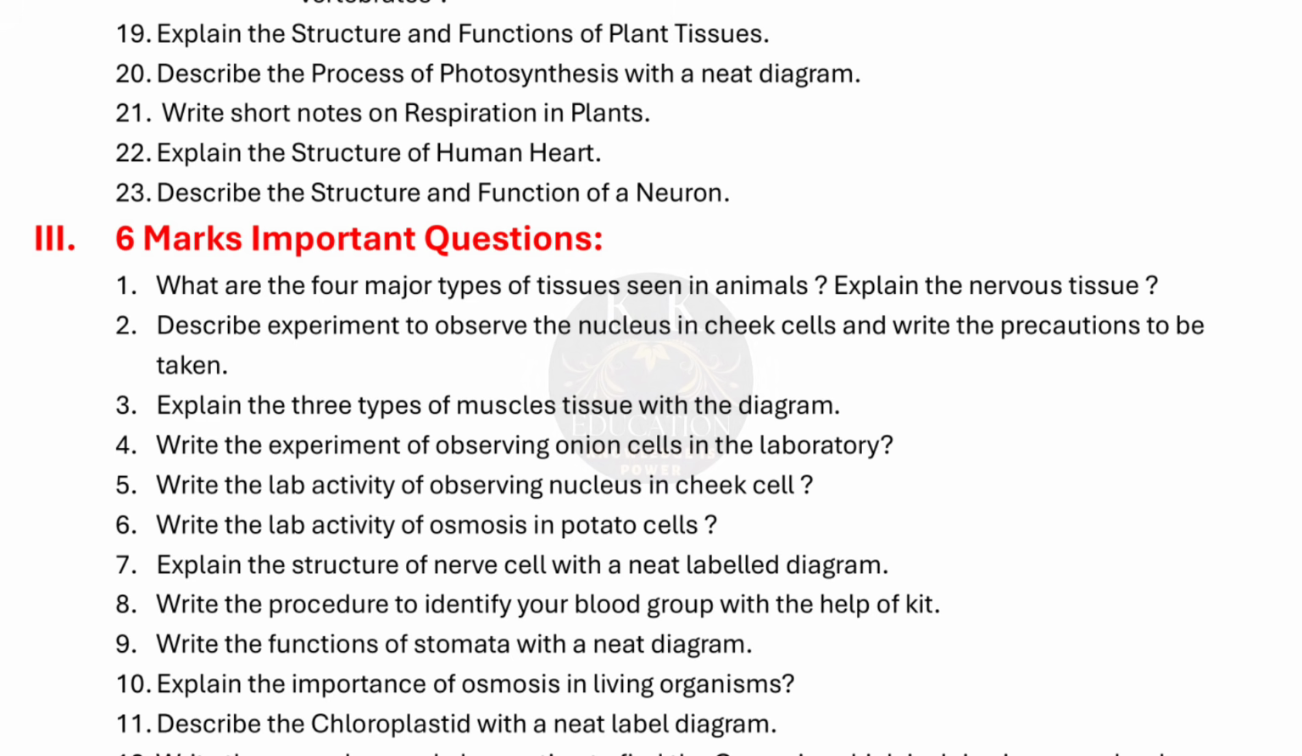Fourth one, write the experiment of observing onion cells in the laboratory. Fifth one, write the lab activity of observing nucleus in chick cells. Sixth, write the lab activity of osmosis in potato cells. Seventh one, explain the structure of nerve cell with a neat labelled diagram. Eighth one, write the procedure to identify your blood group with the help of a kit.